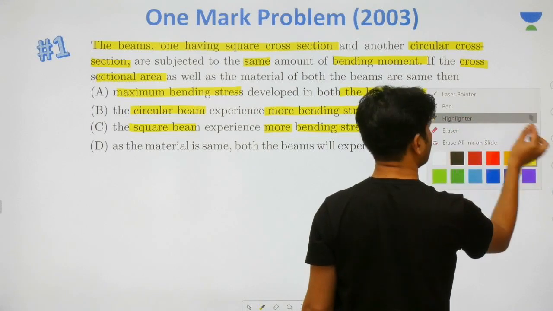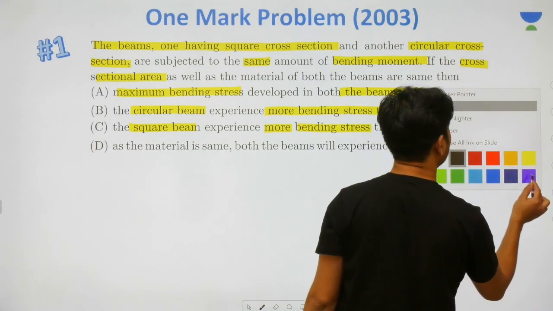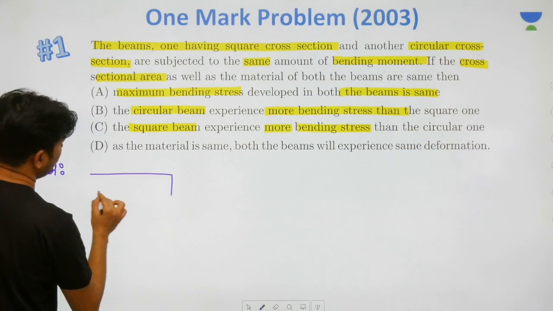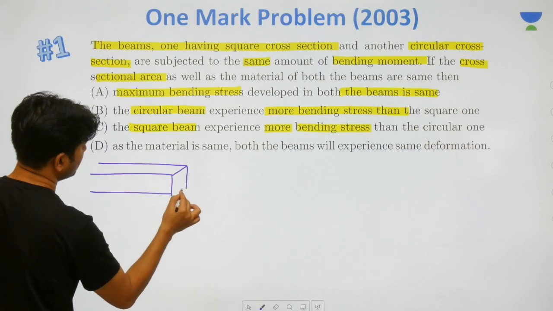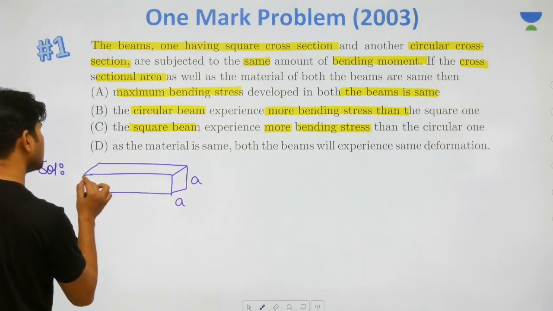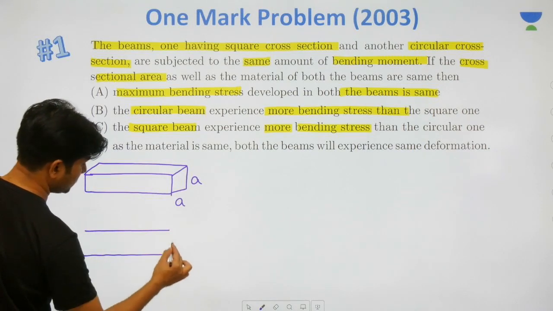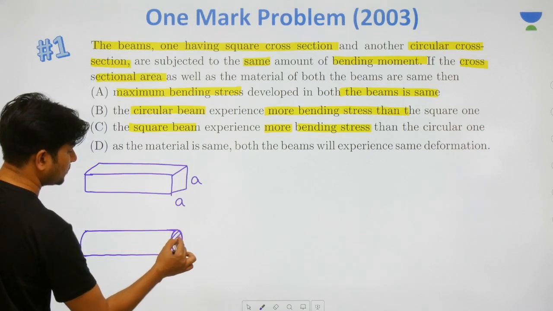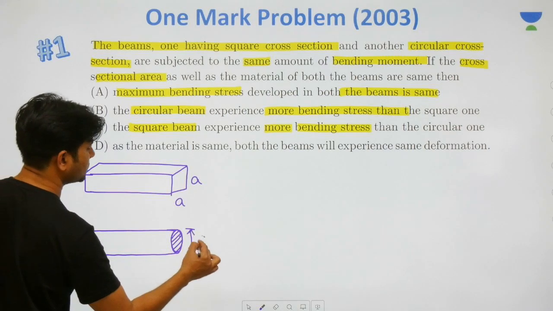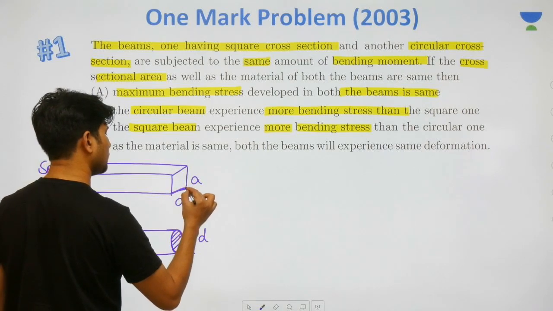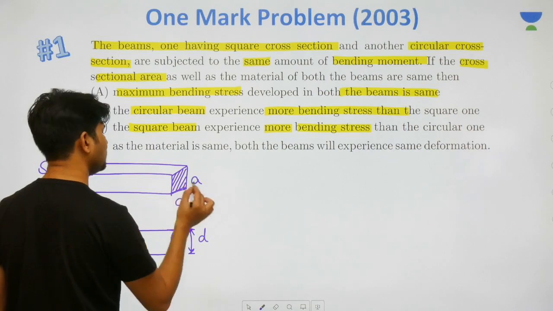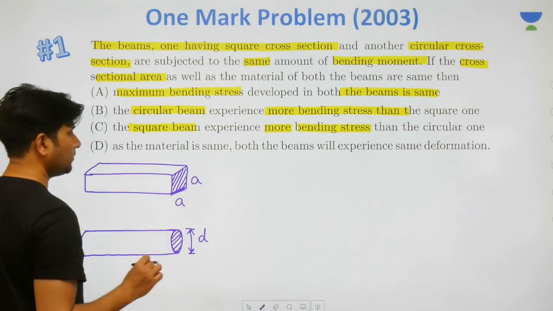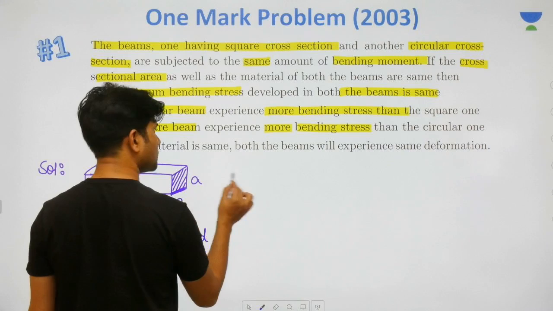Let me once again elaborate the problem very quickly. The problem is, my dear friends, that we have a beam of square cross section, and we have another beam of circular cross section. Let's say the dia is D, and this one is the beam of square cross section where we have A and A. So this is what we have now.